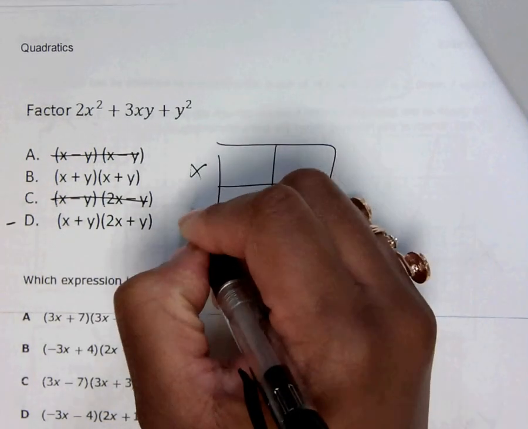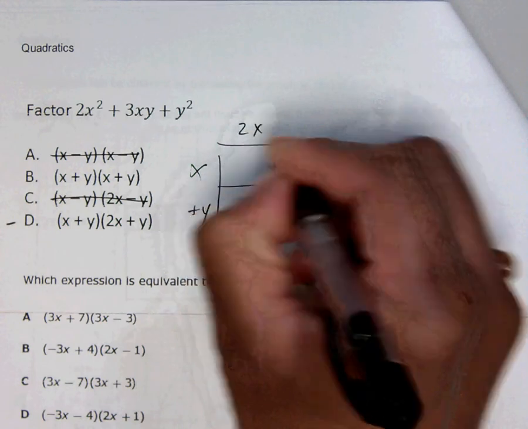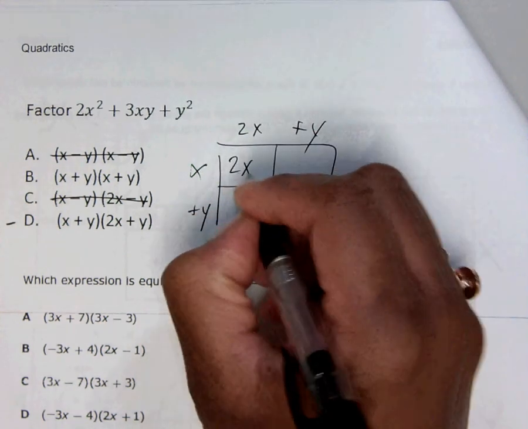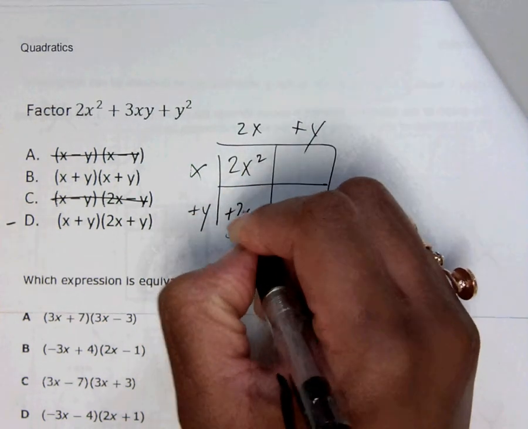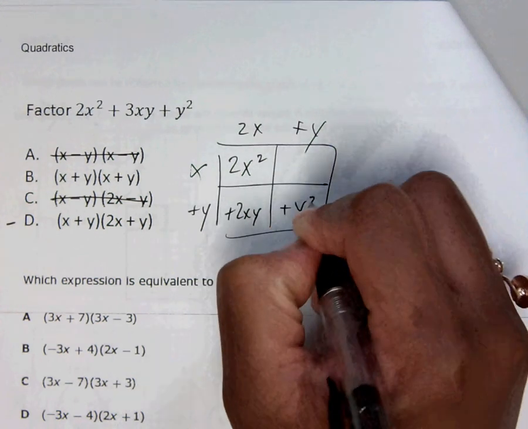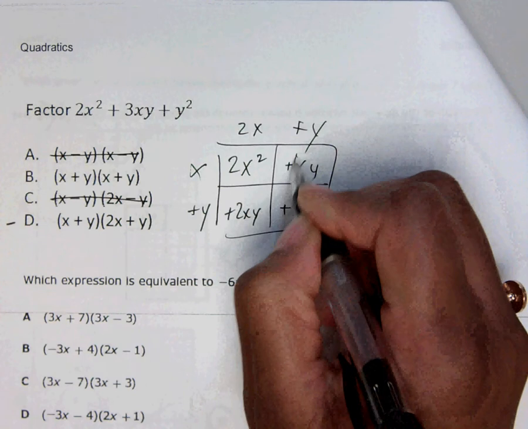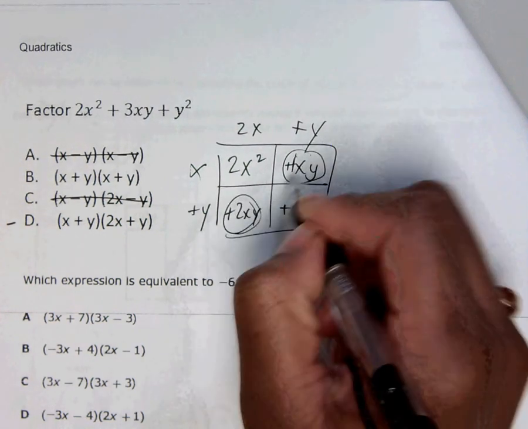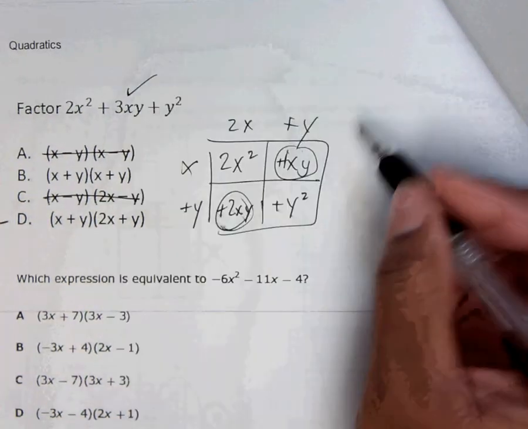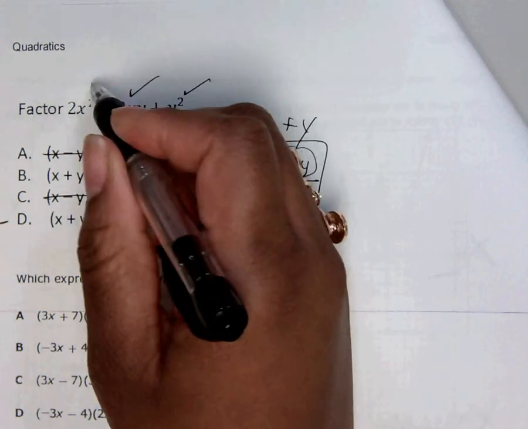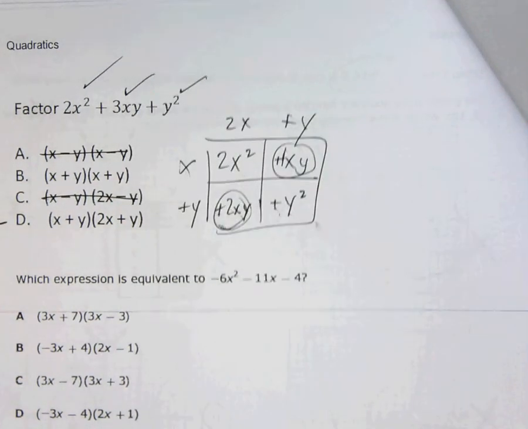x plus y, 2x plus y. 2x squared plus 2xy plus y squared plus xy. And this is 1xy plus 2xy's, which gives me 3xy's. y squared, 2x squared. We got it.